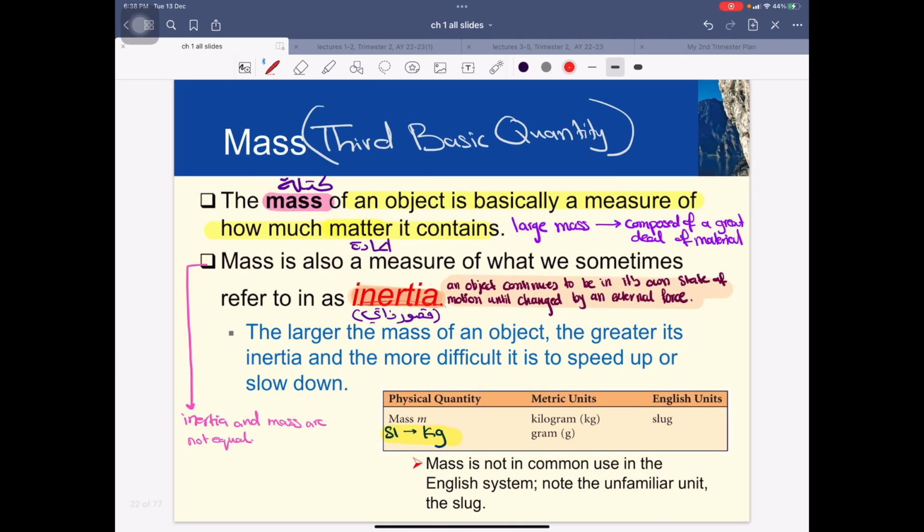Okay, the third basic quantity, which is mass. Mass, الكتلة. What's the mass? A mass of an object is basically the measure of how much matter it contains.